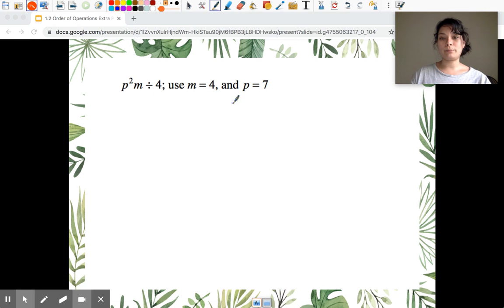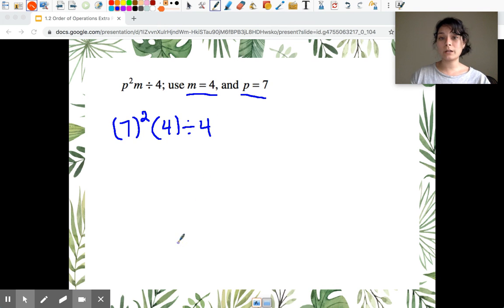Here's another example. Again, I see exponents, so it's important now more than ever that I use parentheses just to be safe. So instead of p, I'm going to use 7, and I'm going to input it in parentheses. And instead of m, I'm going to use 4. Again, I'm going to use parentheses just to be safe. And then I'm going to bring down that divided by 4.